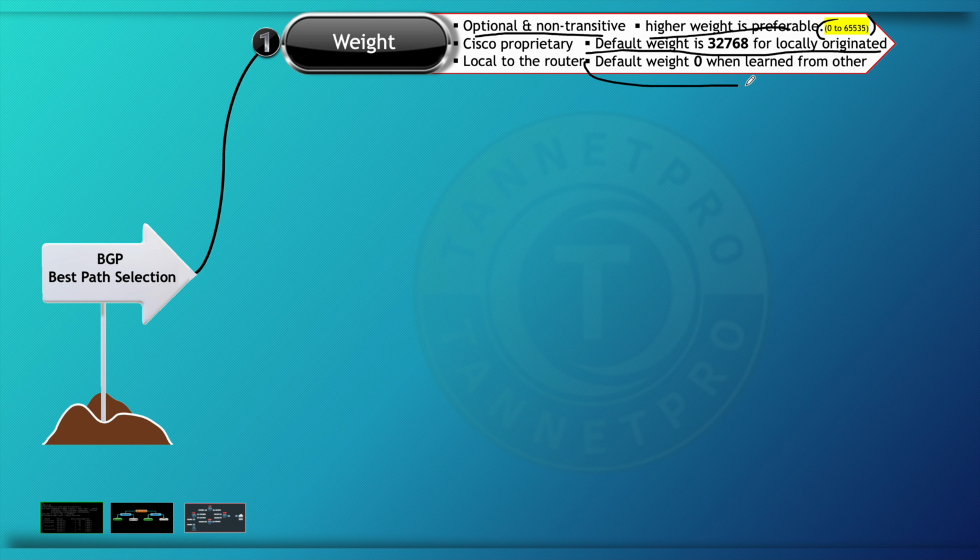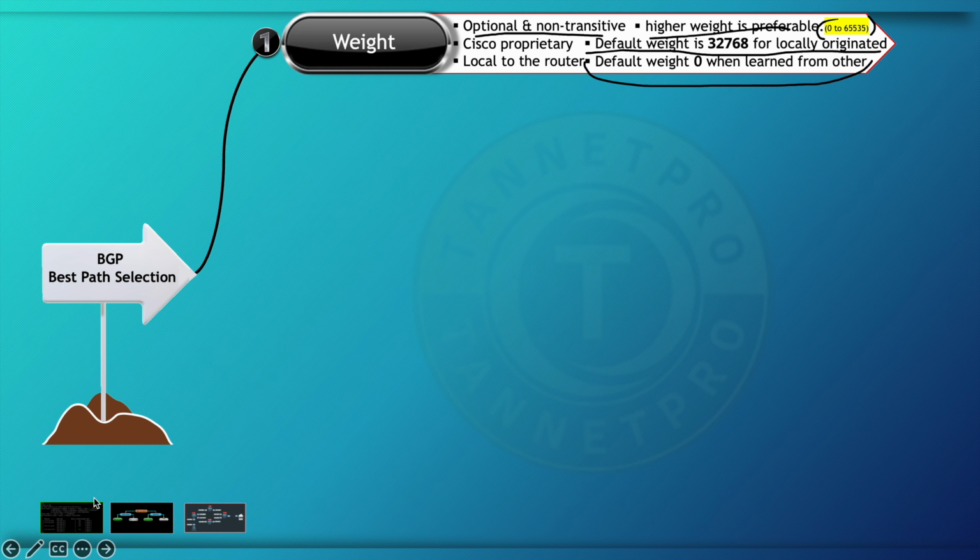And another part you have to remember, try to remember all this terminology, because it is important for any discussions or any interview, right? So the default weight is 32768 for routes which are locally generated, right? And the default weight is 0 when learned from another network. Now the conclusion is that if you learn any route from another network, it would come with 0 weight, right? And if it is locally generated, that weight would be 32768.